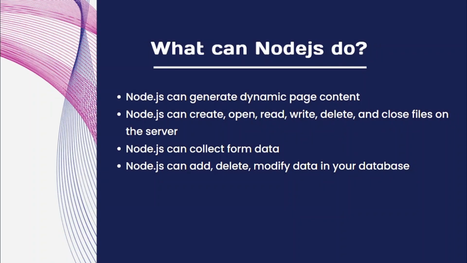Now, let's move on to some of the things we can use Node.js to do. We can use Node.js to generate dynamic content pages. We can also use Node.js to create, open, read, delete, and close files on our server. We can also use Node.js to collect form data. So when you make a post request from your client side, you can use Node.js to get the form data and then work on it. You can also use Node.js to add, delete, and modify data in your database as well. So these are some of the cool things you can do with Node.js.